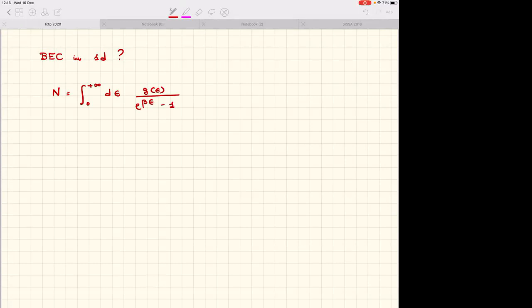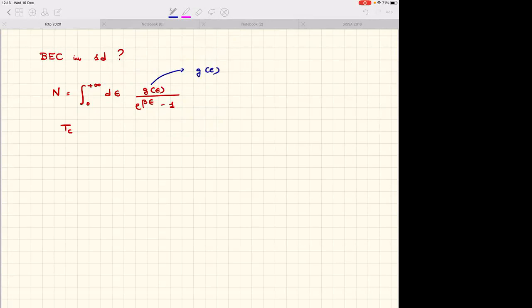Try to find T_c for which this equation is satisfied. And if you can find a solution, then there is a Bose-Einstein condensation temperature. If you cannot, or if the only solution is T equals 0, then there isn't a transition. Now, you see that when you have an equation of this type, what determines whether you will or you won't find a solution is this function g of epsilon.